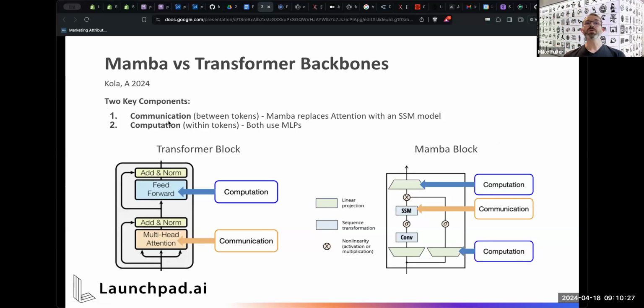So the two key components that are key to both transformers and Mamba are the communication between tokens and the computation within tokens. Mamba replaces the attention, which handles the communication between all of the input tokens, with the SSM model. For the computation within tokens, they both use MLPs, actually. So basically the communication aspect removes the attention mechanism, which removes the quadratic bottleneck.